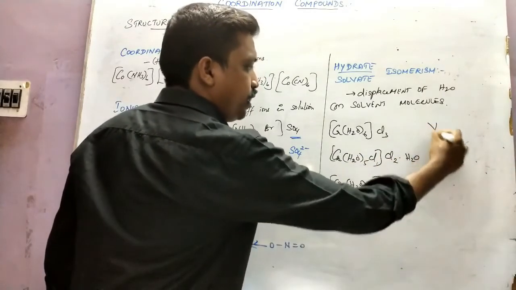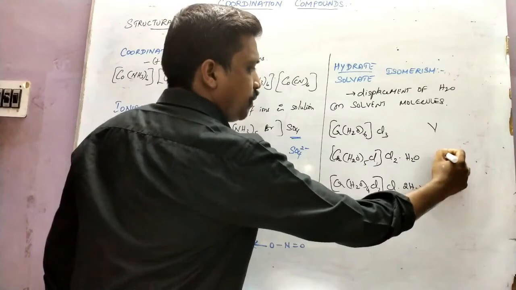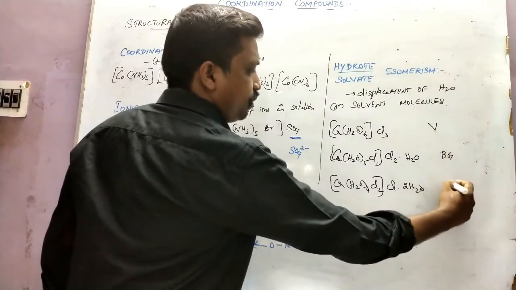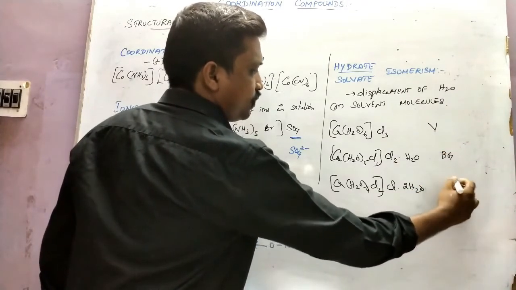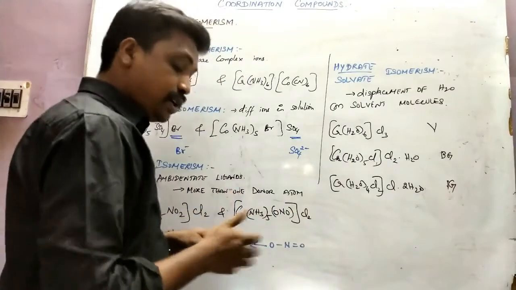One is violet in color. It is the dark, I think bright green and a dark green. We don't need the colors here.